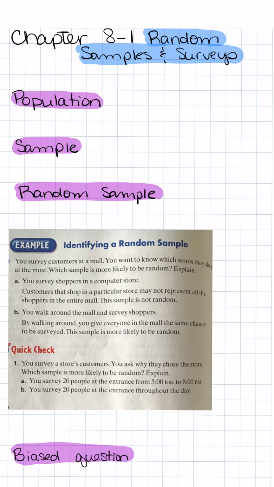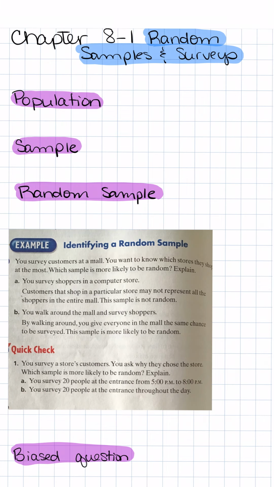Hello, class. Today we're looking at Chapter 8, Lesson 1, Random Samples and Surveys. So you can use a survey to gather information from a group of people. Pollsters use surveys to understand group preference.